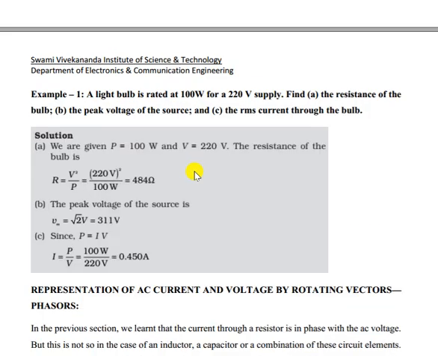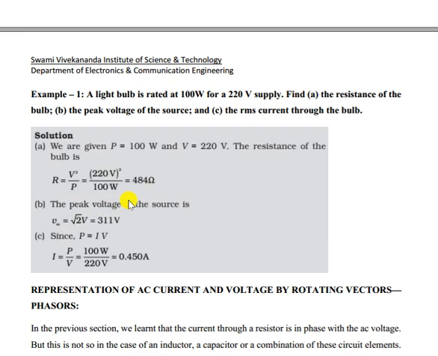That is the point that you should know. Now let us take one example of that. Problem: a light bulb is rated 100 watt for a 220 volt supply. Find the resistance of the bulb, the peak voltage of the source, and the RMS current through the bulb. So P is given and V is given. So what will the resistance be? Now we know P equal to V squared by R in terms of voltage. So R equal to V squared by P. So we can find out the resistance directly.